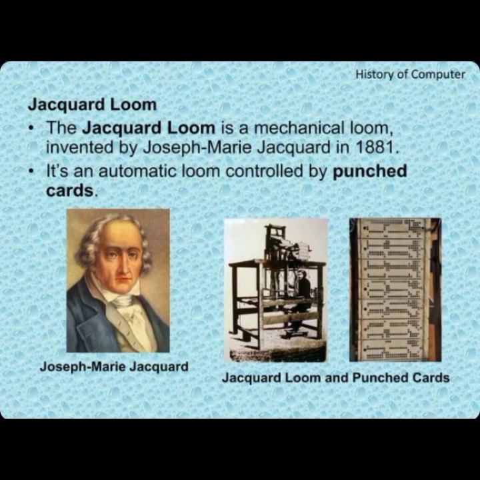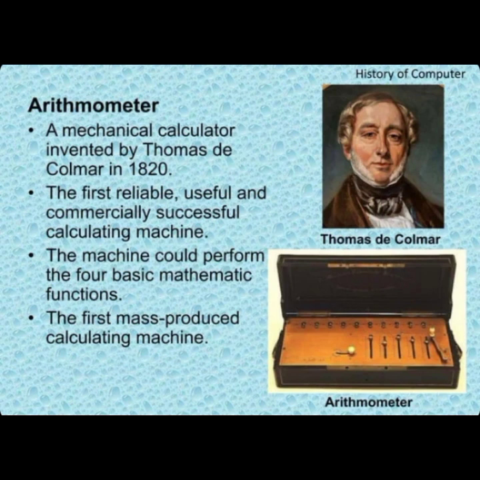Jacquard loom. The Jacquard loom is a mechanical loom invented by Joseph Marie Jacquard in 1801. It's an automatic loom controlled by punch cards. Arithmometer, a mechanical calculator invented by Thomas de Colmar in 1820. The first reliable, useful, and commercially successful calculating machine. The machine could perform the four basic mathematical functions. The first mass-produced calculating machine.